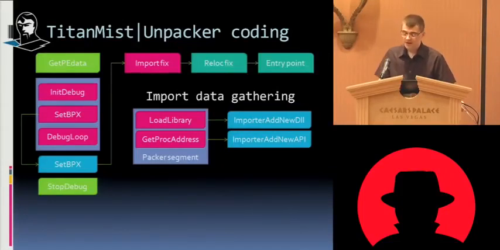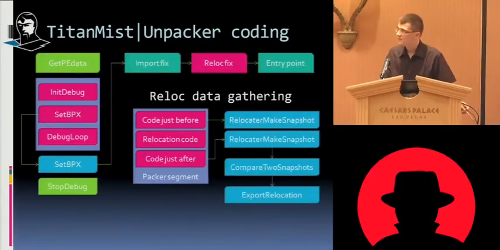So for import data gathering, you would place a breakpoint on the pieces of code inside the packer which call LoadLibrary to load new dynamic link libraries needed by the packed file. Once you are there, you collect the data, and that's just the string, the name of the dynamic link library which is being loaded. That information is passed to the Titan engine, its importer module, which uses that to reconstruct the import table later. The same goes for GetProcAddress, which is the function inside Windows which finds the functions inside the loaded libraries. That information as well is passed to the Titan engine, which at the entry point, the final point of unpacking the file, reconstructs everything by using that data you collected.